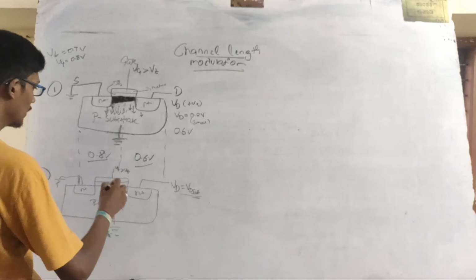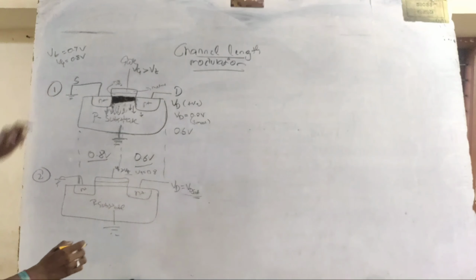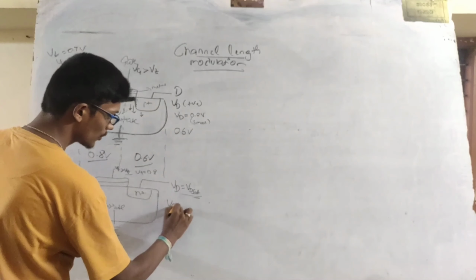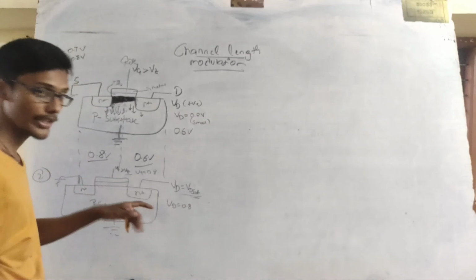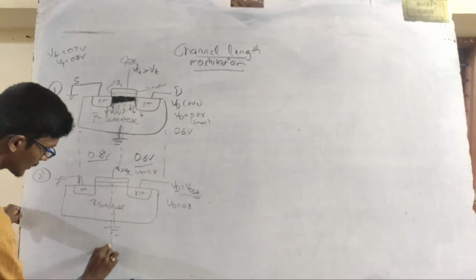Here my VG is 0.8 volts, and I take VD equal to 0.8 volts as well. Again I divide this transistor into two parts.